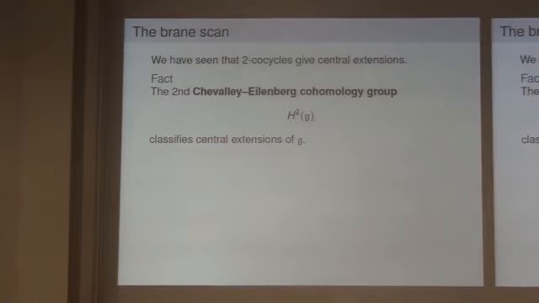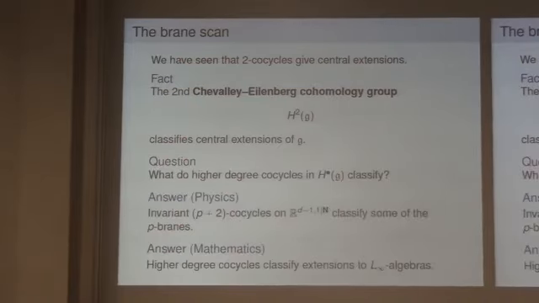Okay, so we have seen that the two cocycles that I just described give central extensions. And this is part of a very general story that the second Chevalley-Eilenberg cohomology group of Lie algebras and super Lie algebras classifies all the central extensions of a super Lie algebra. So here's a question: what do the higher degree cocycles in this cohomology theory classify? It's graded, it has degrees higher than 2. What do they classify? And there are two answers that I'm going to give you.